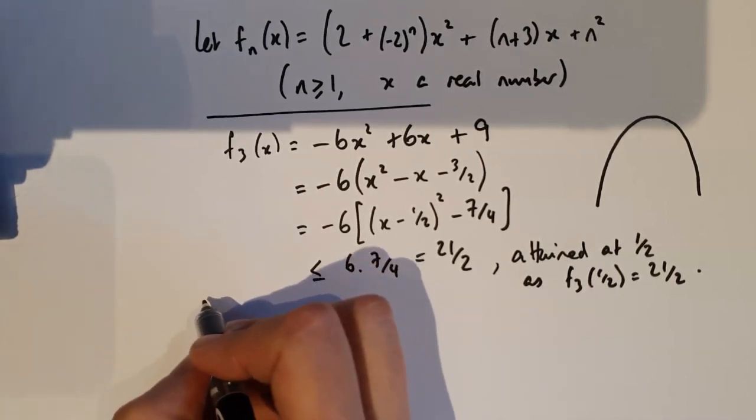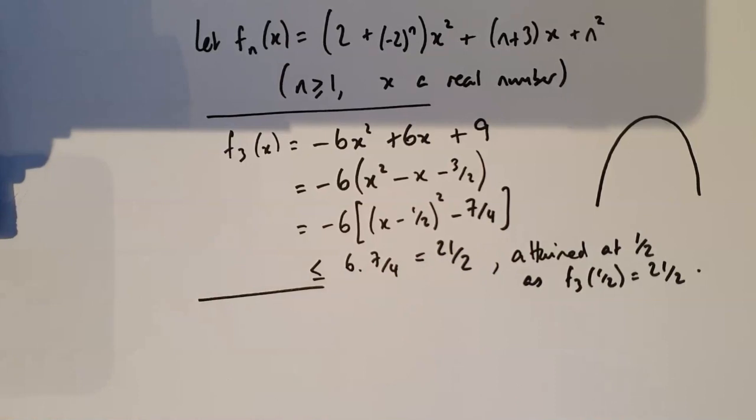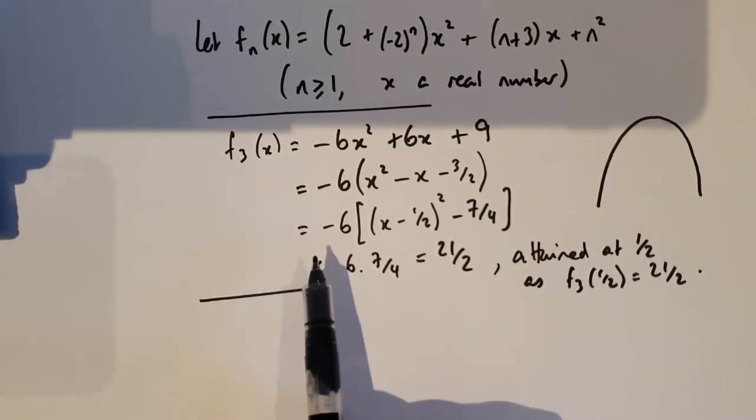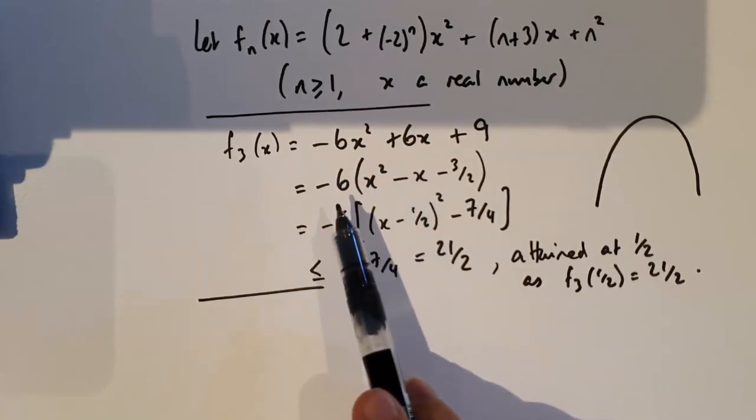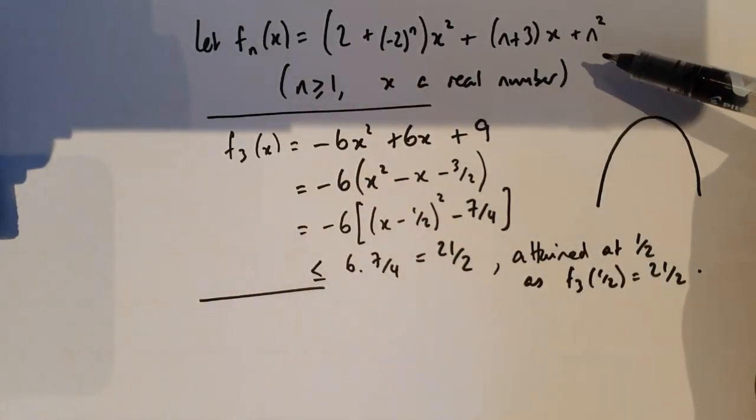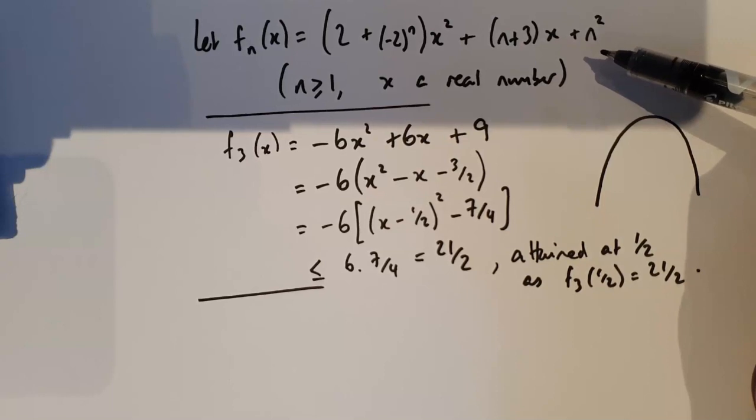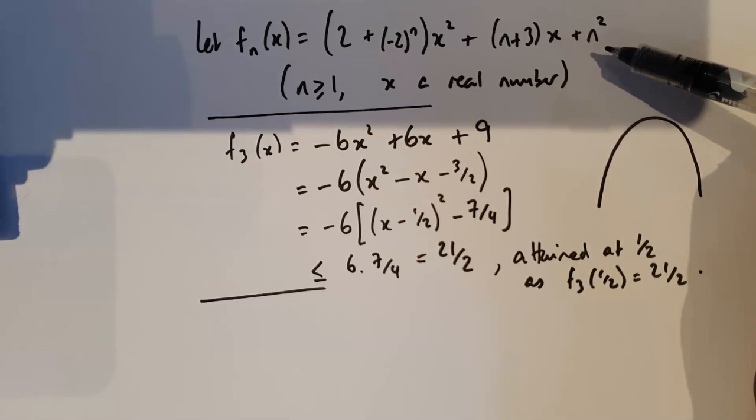Great, so that seems to be that part of the question dealt with. Then it wants to know for which values of n, fn of x has a maximum value. So I guess I'm thinking about my experience with f3 of x here and going back to the original rather complicated looking function and actually realizing if I think about n as a fixed number here, this is a quadratic in x. It looks kind of scary, but it's a quadratic in x.